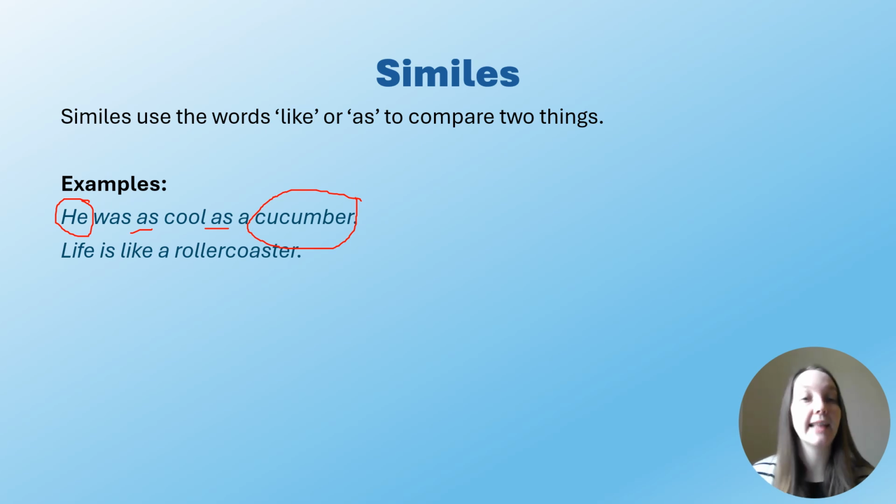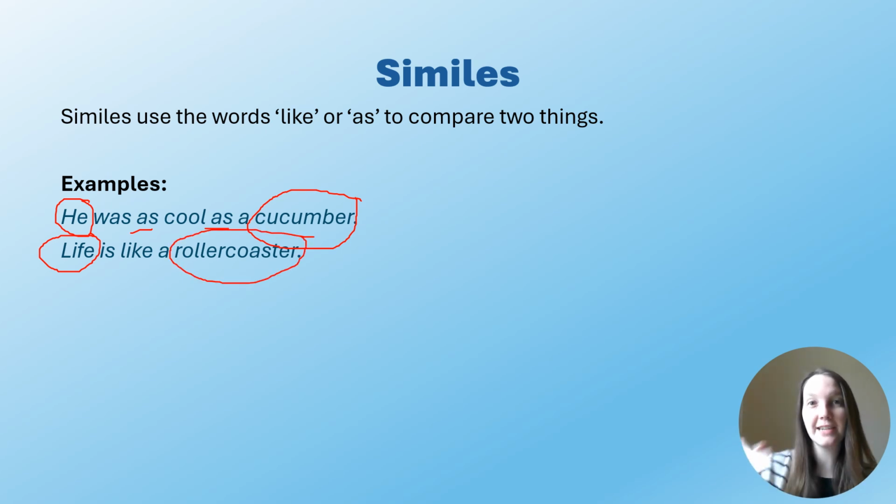We also have life is like a roller coaster. Again, life is being compared to a roller coaster. And what do we know about roller coasters? They go up, they go down, sometimes they're slow, sometimes they're fast, usually fast. So we have here like, to interlink these two things. So this is what a simile is. Please do get these down if you're not 100% sure.